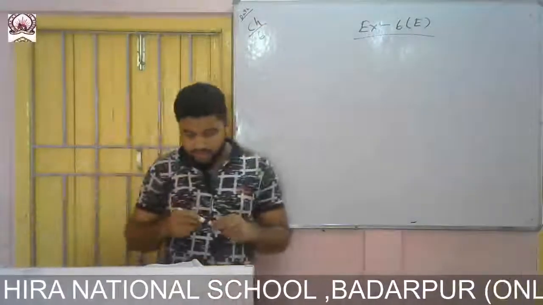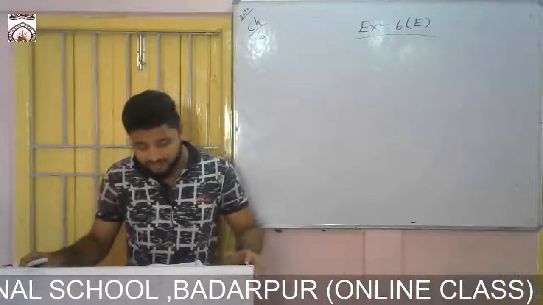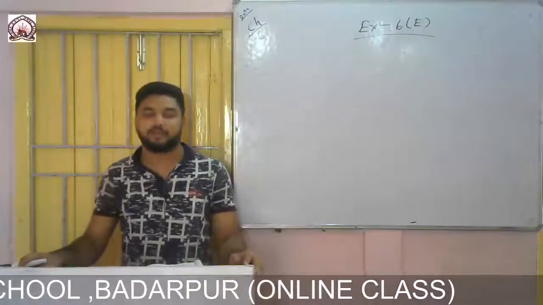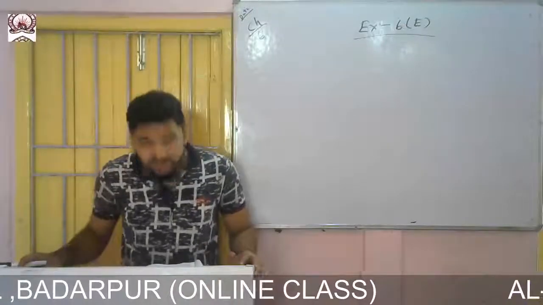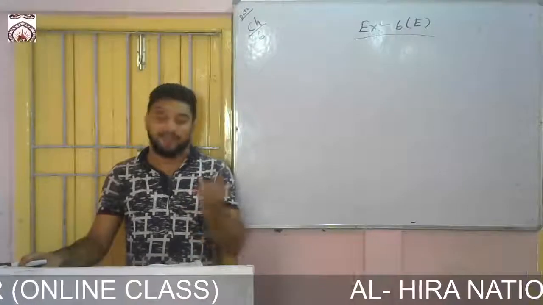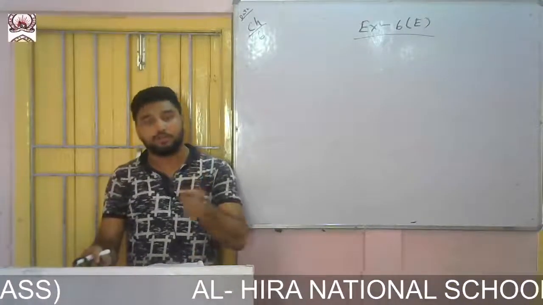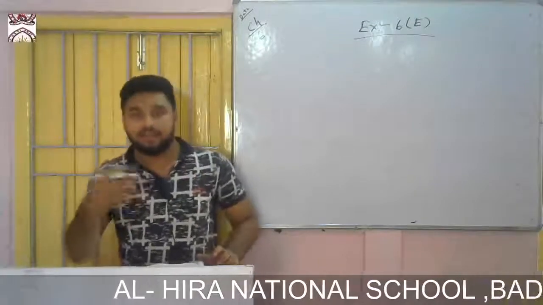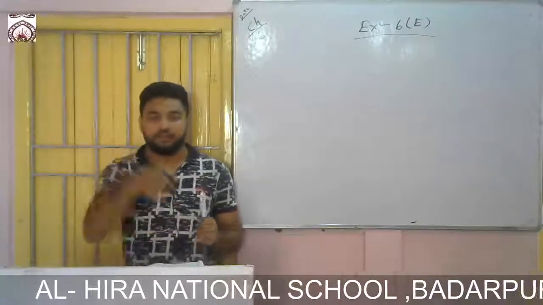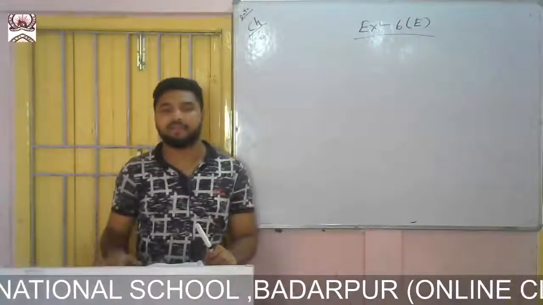See the first question. A, find the smallest number which when divided by 14 and 21 leaves no remainder. That means you have to find the least number, the smallest number which when divided by 14 and 21, then it doesn't give any remainder.